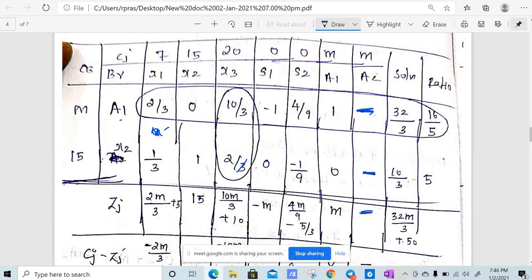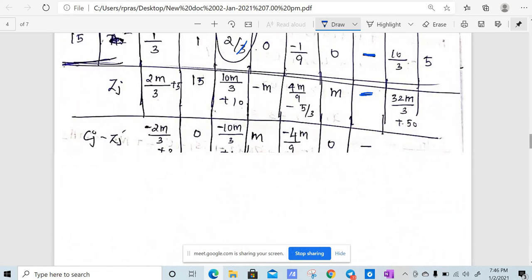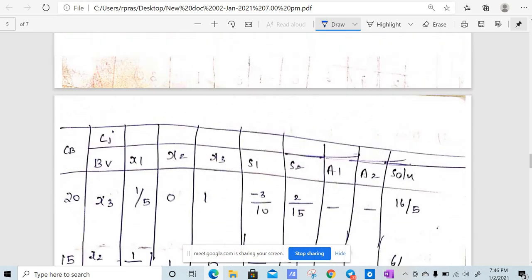So you need to divide this entire row by 10 by 3, or you just multiply by 3 by 10. So this element will be 1, and if you multiply this element by 3 by 10, 3 will get cancelled, so we have 2 by 10. So 2 by 10 is 1 by 5. So we will have this row, 1 by 5, 0, and just substitute all the variables here. And you need to make this element 0.